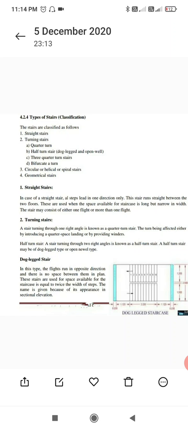Second, turning stairs. In that, quarter turn and half turn stairs, that is dog leg and open well, two types. Further, three-quarter turn stairs, bifurcated turn stair, circular or helical or spiral stair, geometrical stair. First we'll discuss straight stairs.